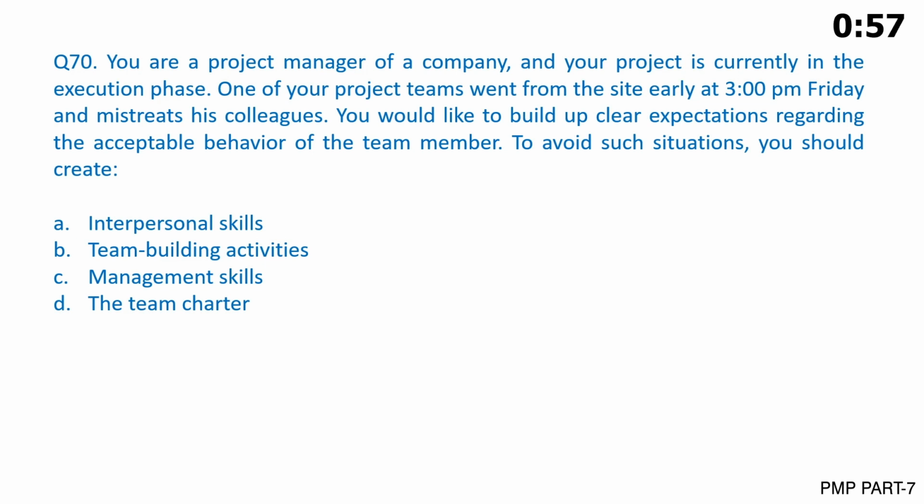You are a project manager of a company, and your project is currently in the execution phase. One of your project team members left the site early at 3 p.m. on Friday and mistreats his colleagues. You would like to build clear expectations regarding the acceptable behavior of the team member. To avoid such situations, you should create A. Interpersonal skills. B. Team building activities. C. Management skills. D. The team charter.